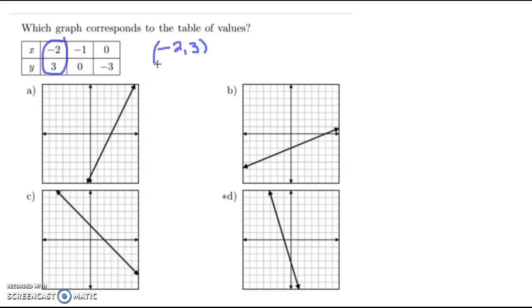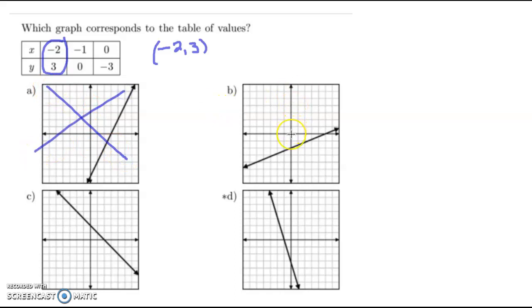Okay, so we're going to go ahead and graph that first point on each of these graphs, and we're going to see which one it matches so far. Well, I always start at the origin. -2 means that I would move to the left 2, 1, 2. +3 means I move up 3, 1, 2, 3. I am nowhere near that graph, so this is not a choice.